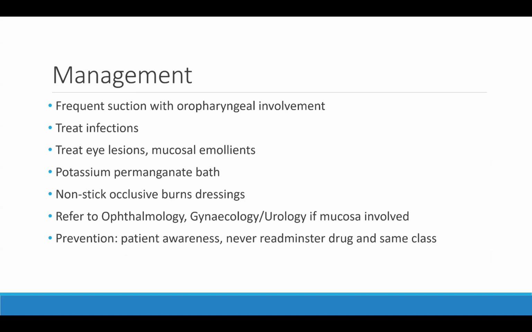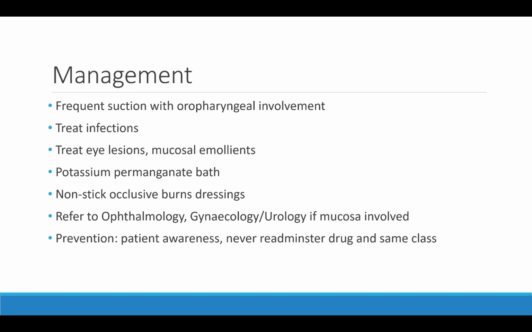You also need to have frequent suction with oropharyngeal involvement, treat any infections, refer to the ophthalmologist and treat eye lesions early. You may need mucosal emollients. They can benefit from potassium permanganate baths, non-stick occlusive burns dressing. And if mucosa is involved, you need to refer to ophthalmology, gynecology, or urology as needed.